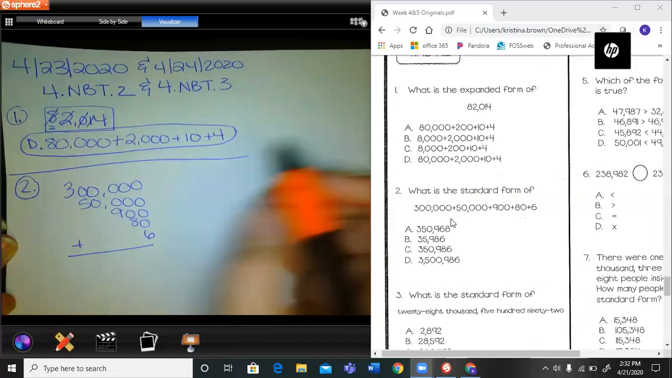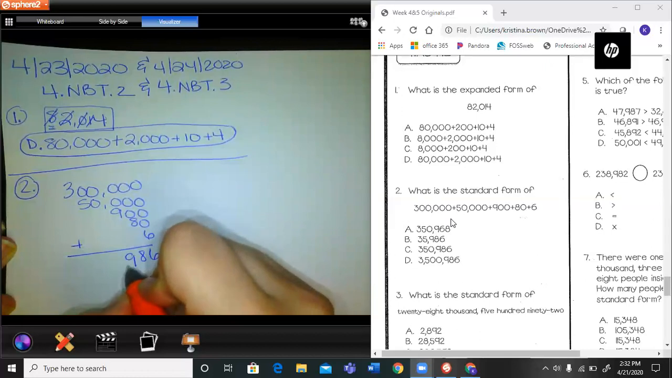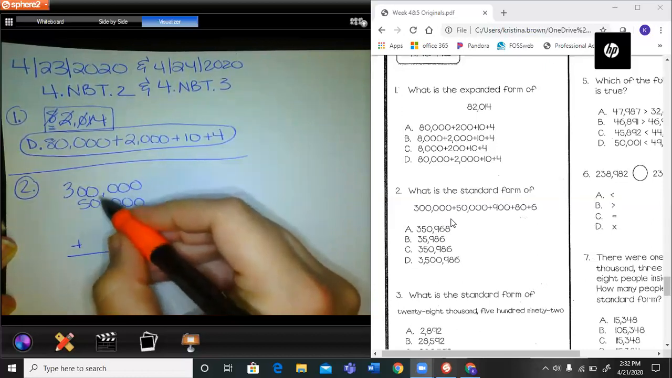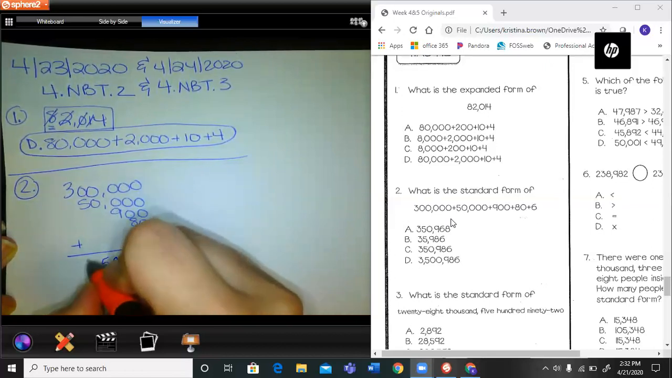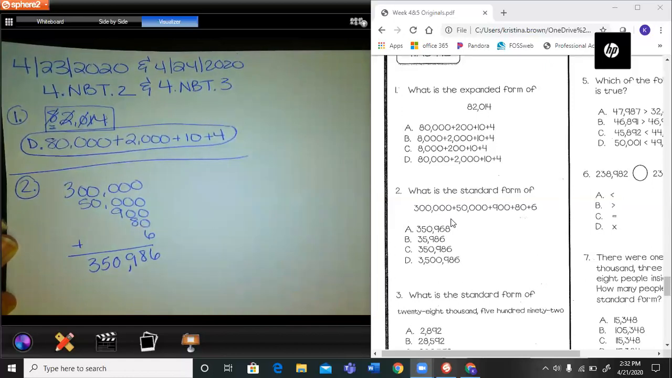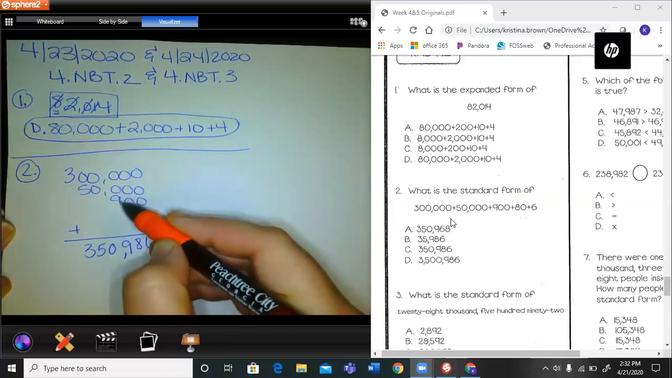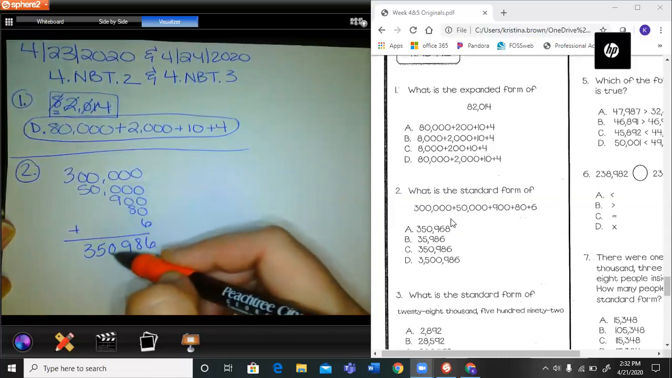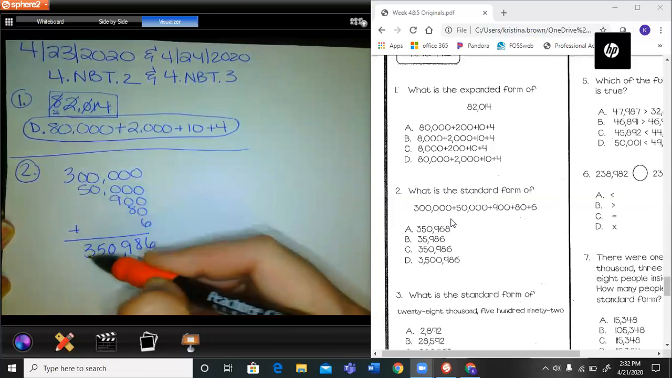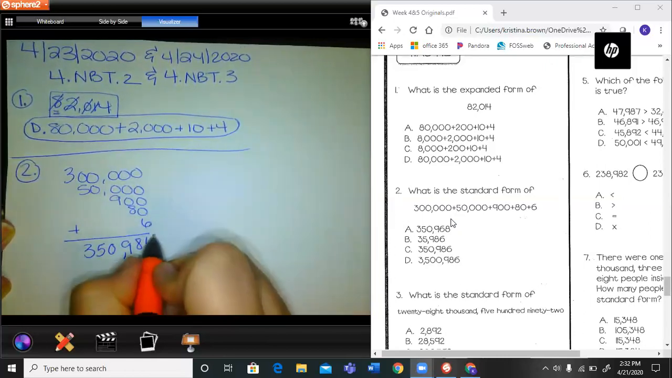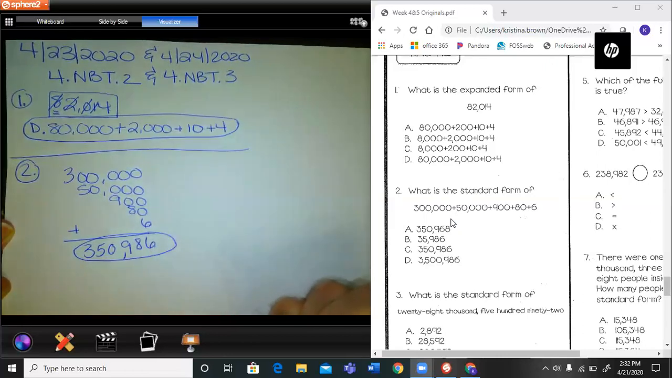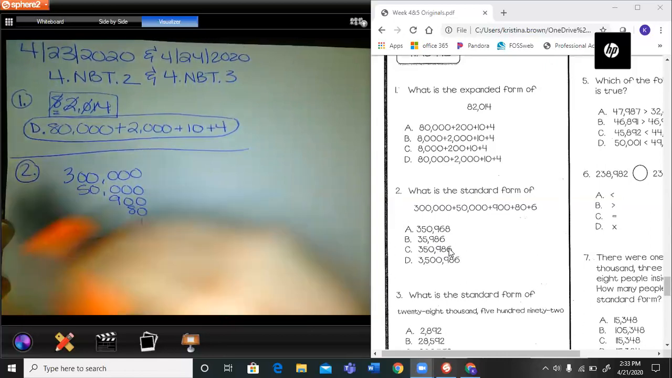So when I add all these together, you can see I have zeros here. Right? Ones, I should have a 6. The tens, I should have an 8. Hundreds, I should have a 9. I don't have anything in the thousands place. Here I have a 5 in the 10,000s place and a 3 in the 100,000s place. So this is the answer I should be looking for. 350,986. C.